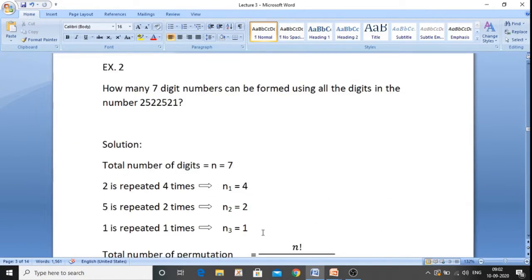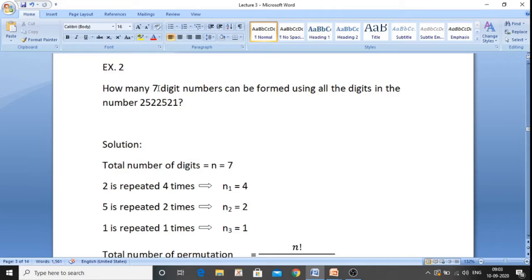See the next example. How many 7-digit numbers can be formed using all the digits in the number 2, 5, 2, 2, 5, 2, 1? So this is a number, and in this number some digits are repeated. That means all the digits are not distinct. In the last example, a word was given, Indian, and there was repetition of some letters. Here the number is given and there is repetition of the digits.